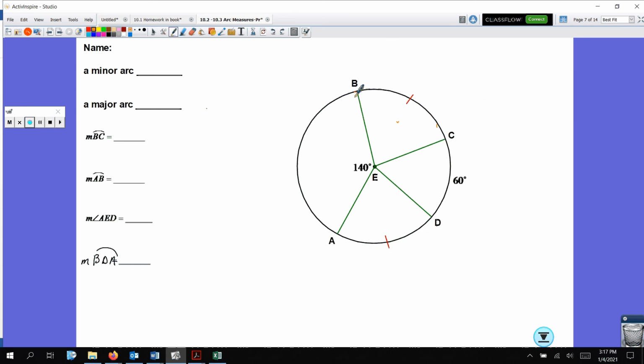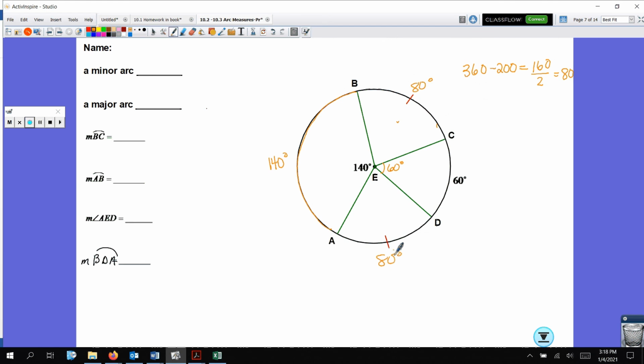So that means this here is 140. And this here is 60 degrees because that's how central angles work. And so if I take those two together, that gives me 200. 360 minus 200 is 160. I need to split that between my two congruent arcs. Divided by 2, I get 80. So that means this is 80 degrees and this is 80 degrees.